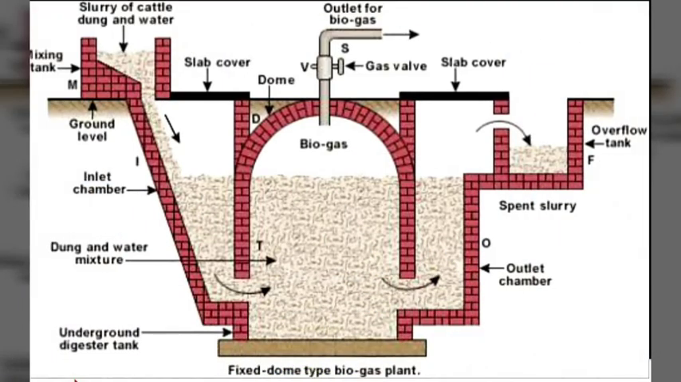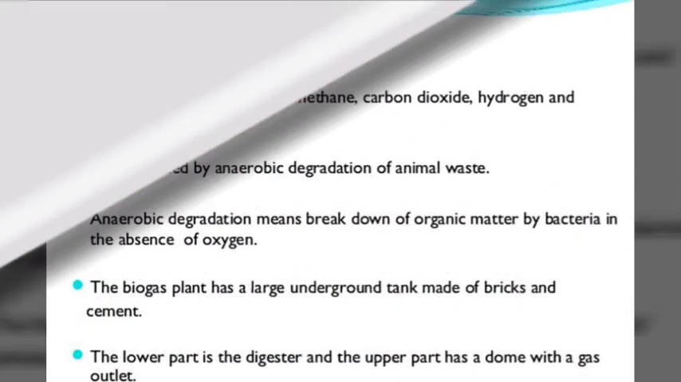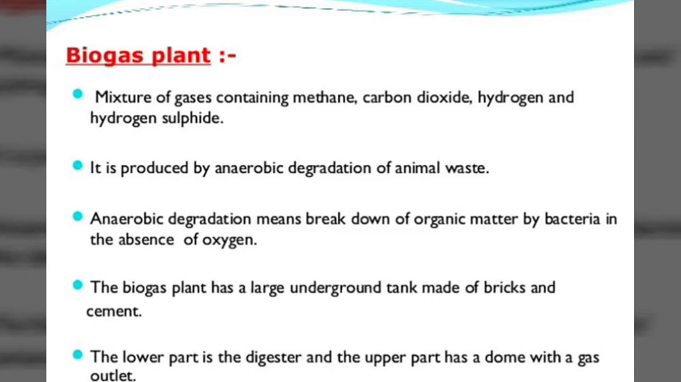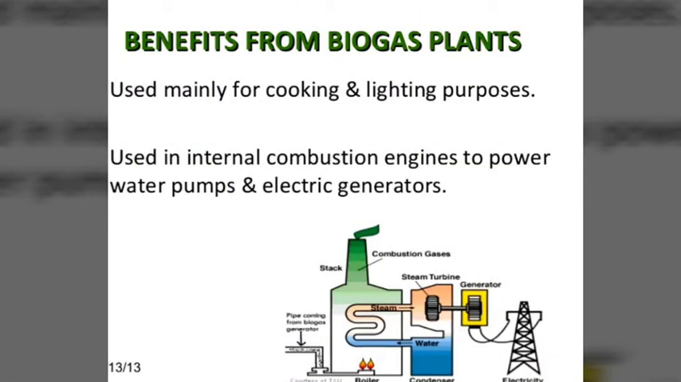Okay, now this is the diagram of a biogas plant, as you have already made in your notebooks. So briefly discussing the biogas plant. It is a mixture of gases containing methane, carbon dioxide, hydrogen, and hydrogen sulfide. It is produced by anaerobic degradation of animal waste, when it breaks down into organic matter by bacteria in the absence of oxygen. The biogas plant has a large underground tank made of bricks and cement. The lower part is the digester and the upper part has a dome.